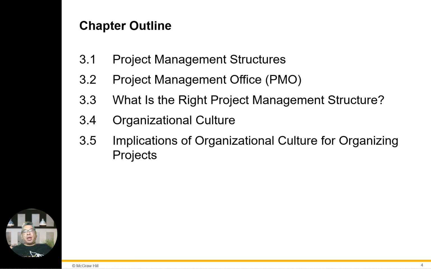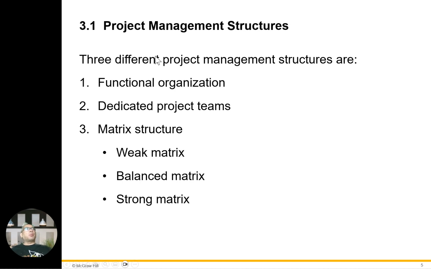Number 5, implication of the organization's culture in organizing the project. Each company has a unique and distinct way of doing things in the project. There are three different project management structures. Number 1 is functional organization. Number 2, dedicated project management team. Number 3, matrix structure, which is weak matrix, balanced matrix, as well as strong matrix. Each organization has its own way of doing things, so you need to understand all these structures.